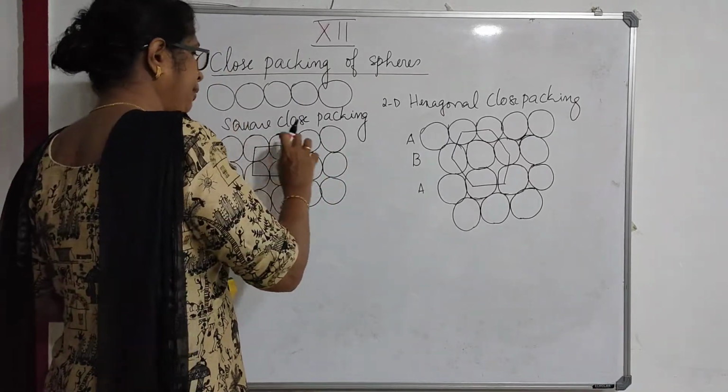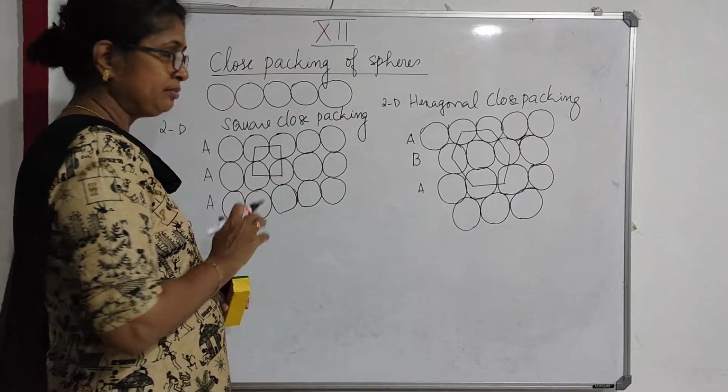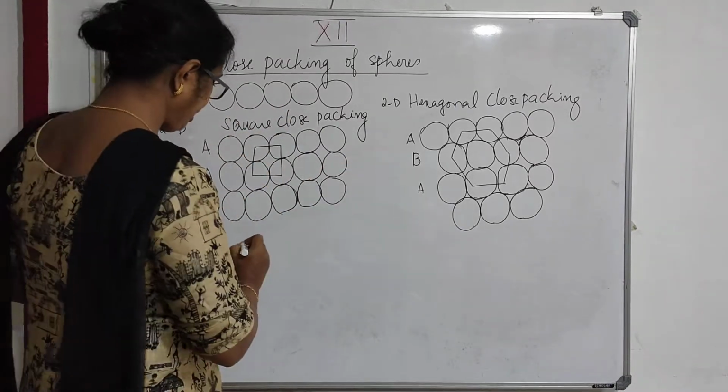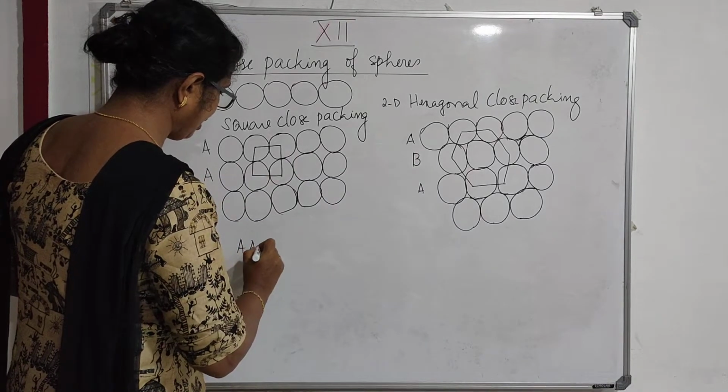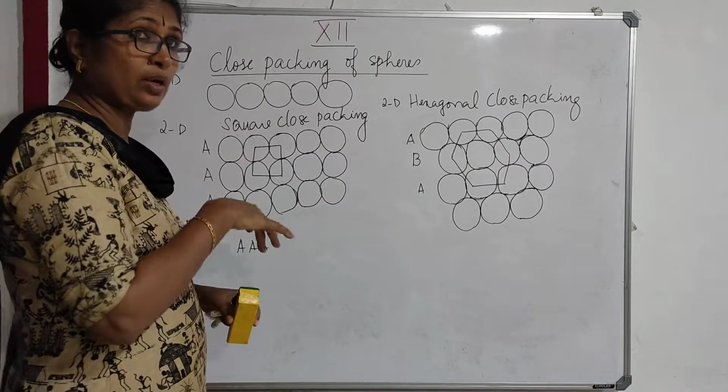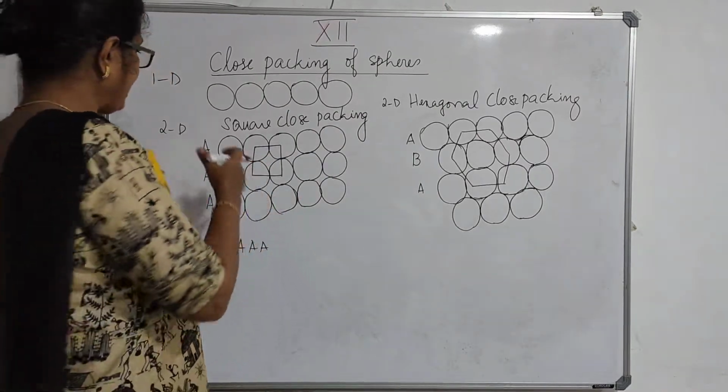That is A layer, then A layer, then A layer, so every layer is of A type. That is in square close packing in two dimension.